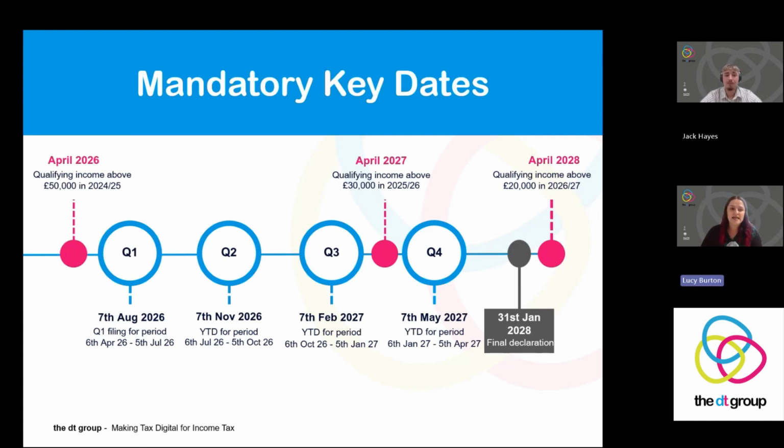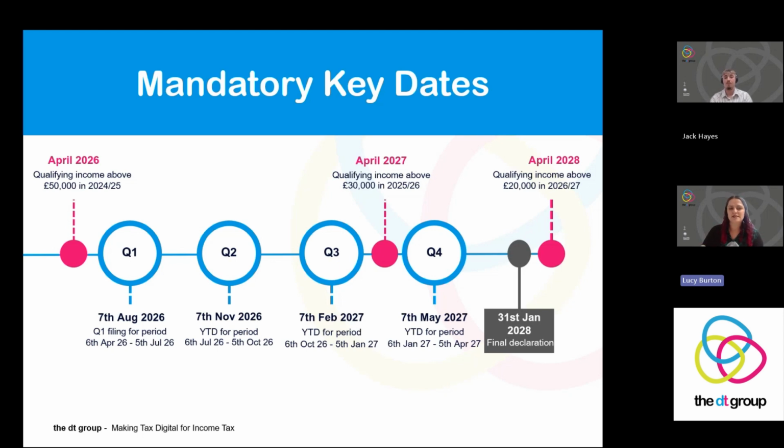In relation to some key dates, and again, these are really important dates to be aware of, we have April 2026. So this is this April coming forward. If your qualifying income is above 50,000, so that's anything for 2024, 2025 self-assessment, that is then classed as exceeding above 50,000. Making tax digital will apply for you in April 2026, and you must sign up. And so from that point, if you are qualified for making tax digital, you will need to do quarter 1, 2, and 3, and 4 submissions.